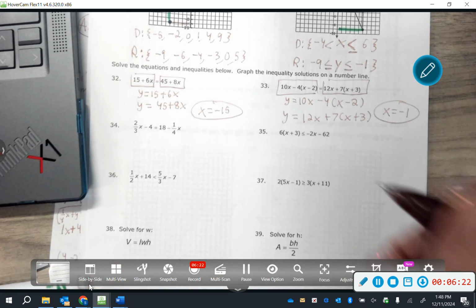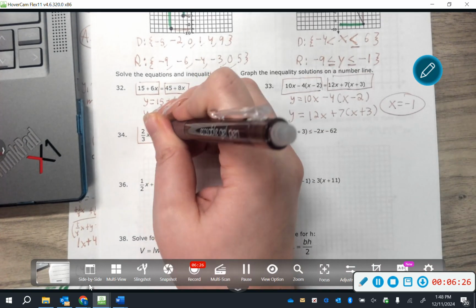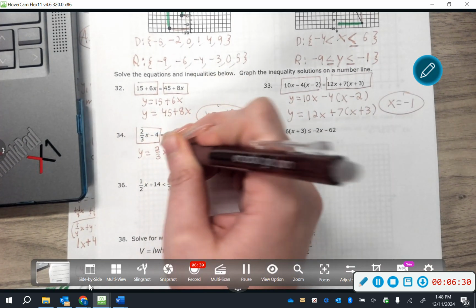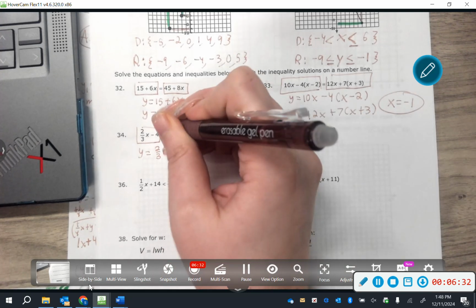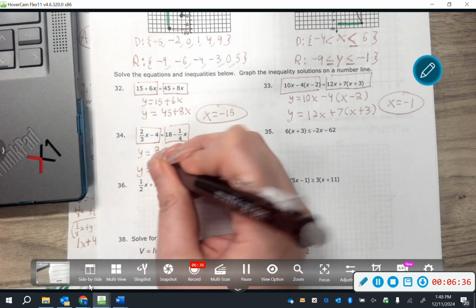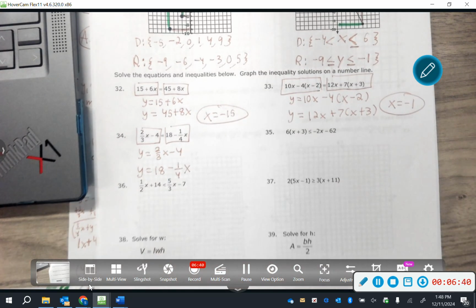All right, same thing on this one. Even though it has fractions, we box the left side, write it as an equation: y equals 2/3 x minus 4. Box the right side, write it as y equals 18 minus 1/4 x. Plug it in, row 1, row 2. Go see where they cross.